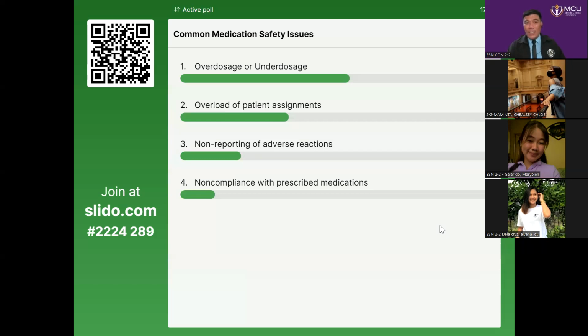So what is your answer among the 4 issues that I have presented that will really affect or may cause harm on patients? I chose overdosage or underdosage po. Can you give a brief explanation of why you have chosen overdosage as a major concern when it comes to patient safety?